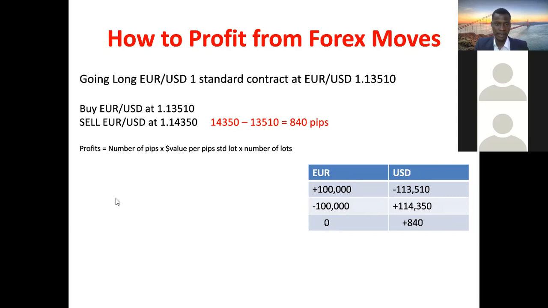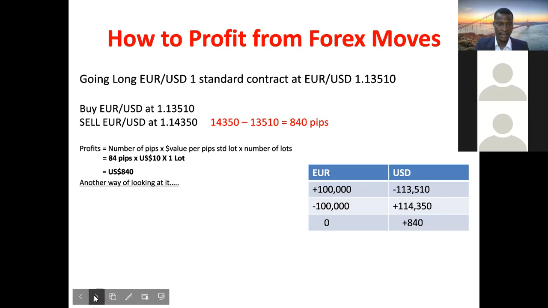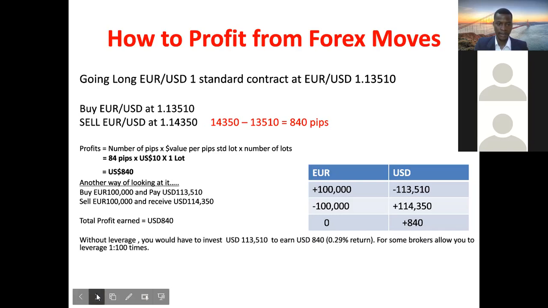This is a background calculation, but a very simple calculation is you move from 1.13510 to 1.143. You calculate the difference, and that's the pips gain because you buy. Okay, so let's just leave that at that.